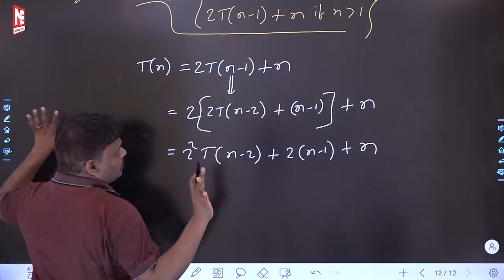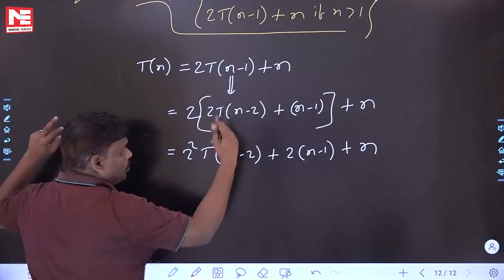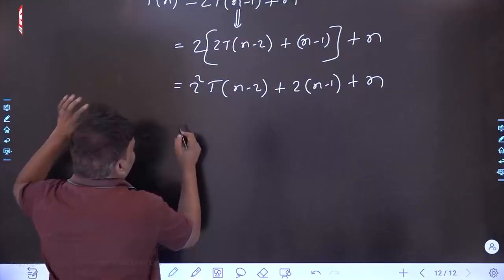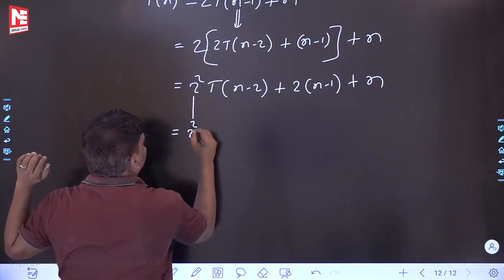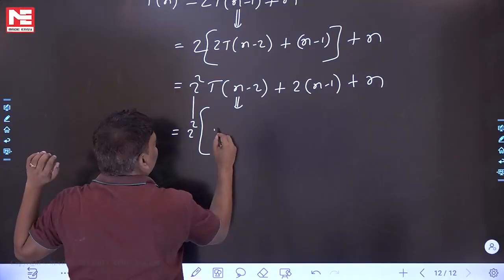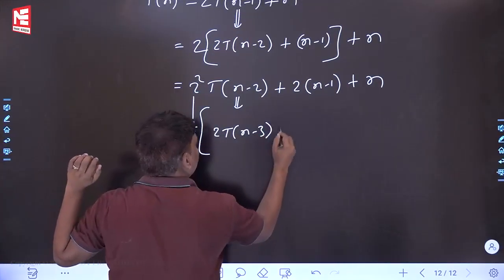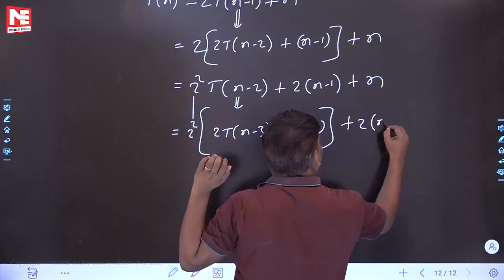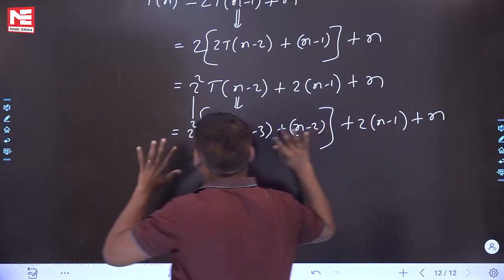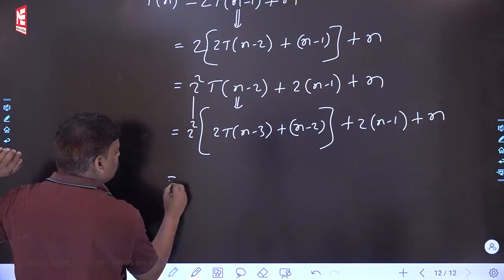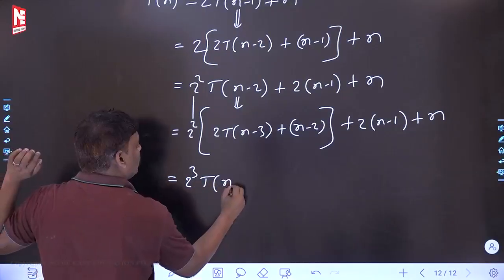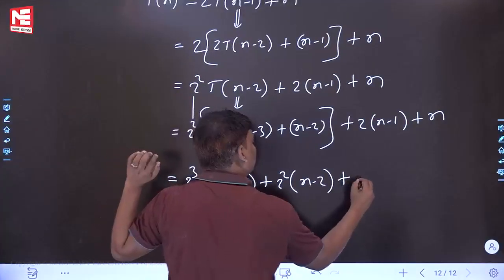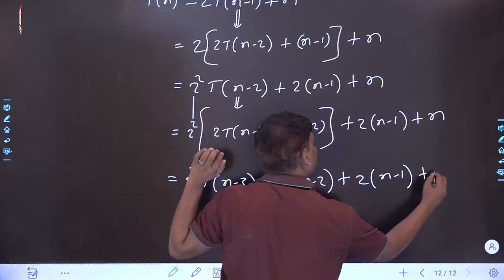Right? Don't do any simplification. 2 square is there, 2 square. If required, after the third round we will do it. Until the third round, don't do any calculations. Let's go one more round. 2 square times 2T(n-3) plus (n-2), outside as it is, 2(n-1) plus n. I am not doing anything, leaving it as it is. Whatever I did in the previous problem, the same thing I am doing. 2 cube T(n-3) plus 2 square (n-2) plus 2(n-1) plus n.